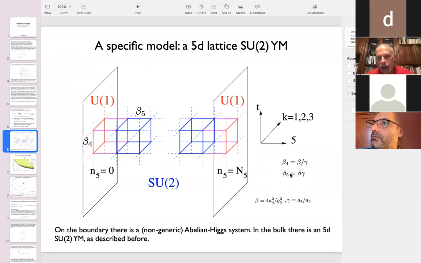Beta 4 is beta over gamma, beta 5 is beta times gamma. In this case, beta is called just the coupling and gamma is called the anisotropy parameter. This is very useful to keep in mind.